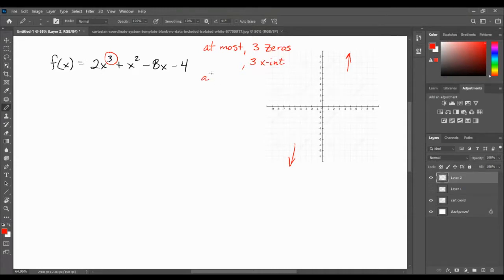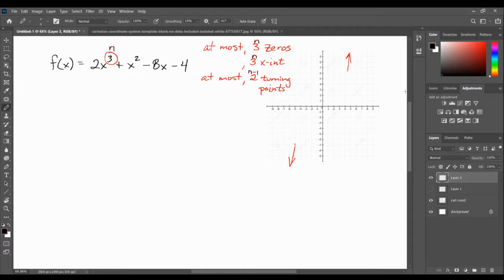And at most, we would expect, get the right term here, 2 turning points, or places that it changes direction. And that is always 1 fewer than the degree. So if I said this is nth degree, say it was a 5, this would be n, this would be n, and this would always be n minus 1. Just something to keep in mind.